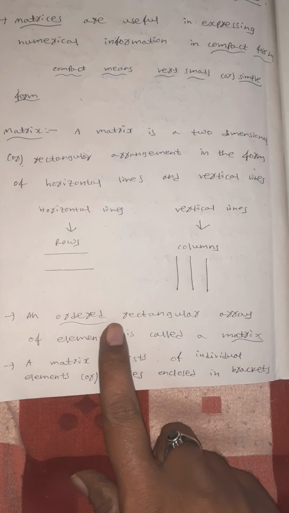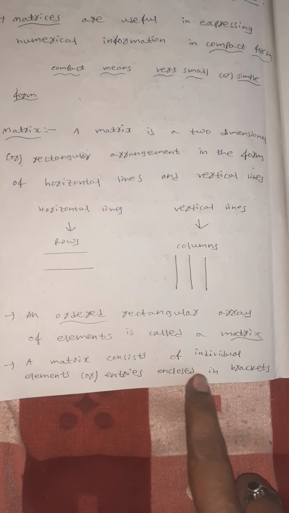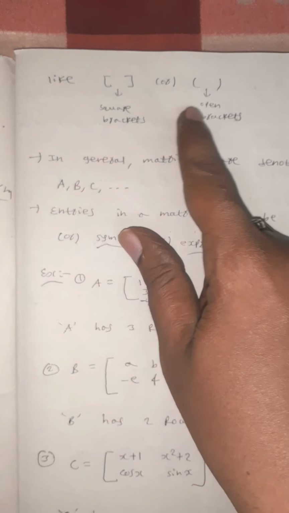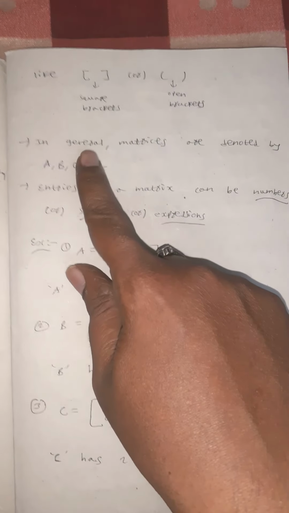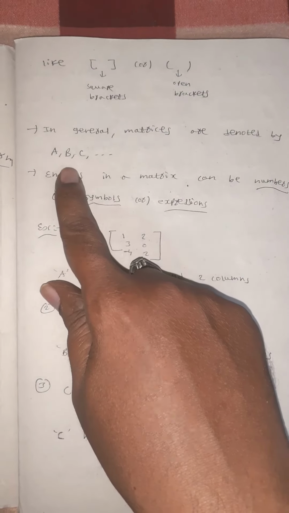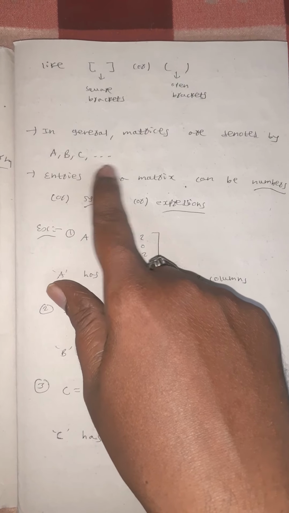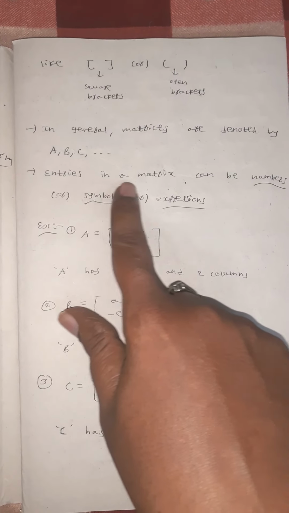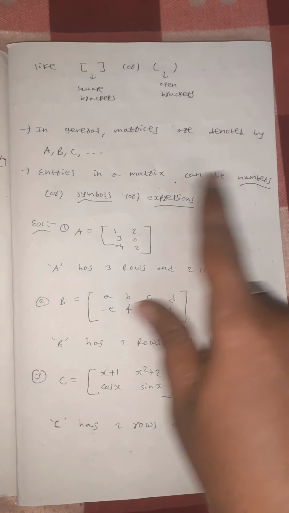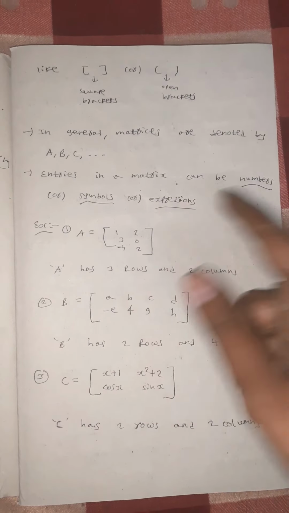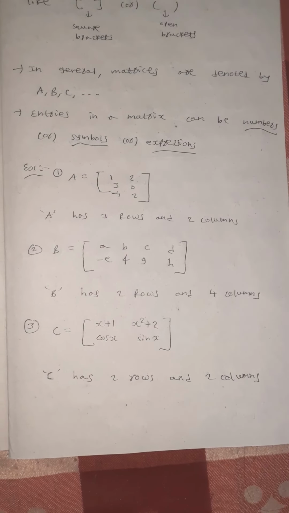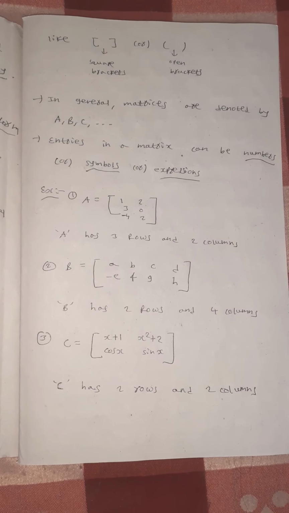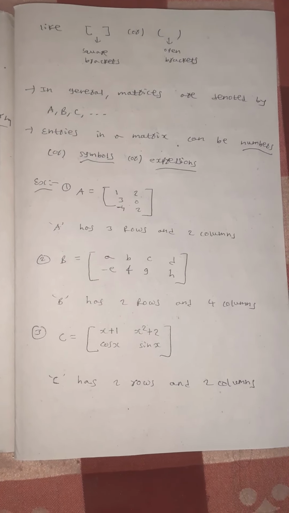A matrix consists of individual elements or entries enclosed in brackets, like square brackets or open brackets. In general, matrices are denoted by capital A, B, C, and so on. Entries in a matrix can be numbers or symbols or expressions. Expression means algebraic expressions, trigonometric expressions, exponentials, any expressions.